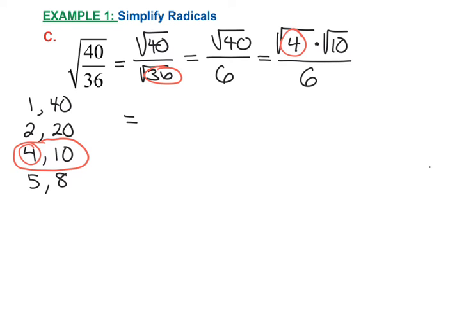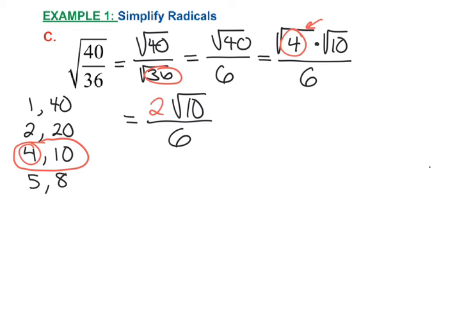4 is a perfect square. When we take the square root of 4, it is 2, so that 2 came through with the square root of 4, but we still have the square root of 10 on top and the value of 6 on the bottom.